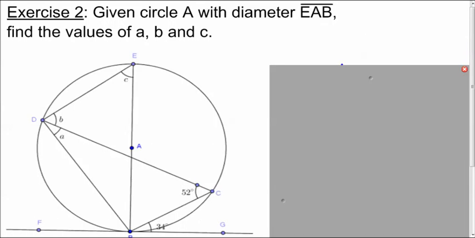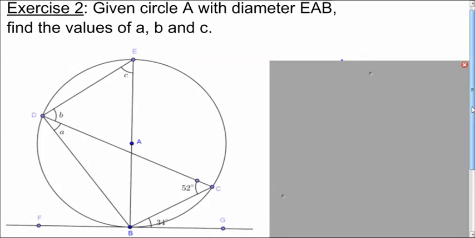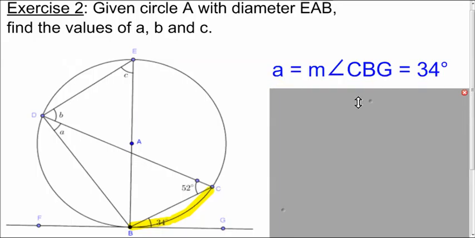So let's apply what we've learned, try to figure out the measures of A, B, and C, and then I'll show you my solutions. So for A, if we look at its intercepted arc, over here in yellow, that's the same arc intercepted by this angle here that measures 34 degrees, and that's formed by a tangent and the secant segment that has an endpoint on the point of tangency B. So we know that they're congruent by that previous theorem, so that's also 34 degrees.